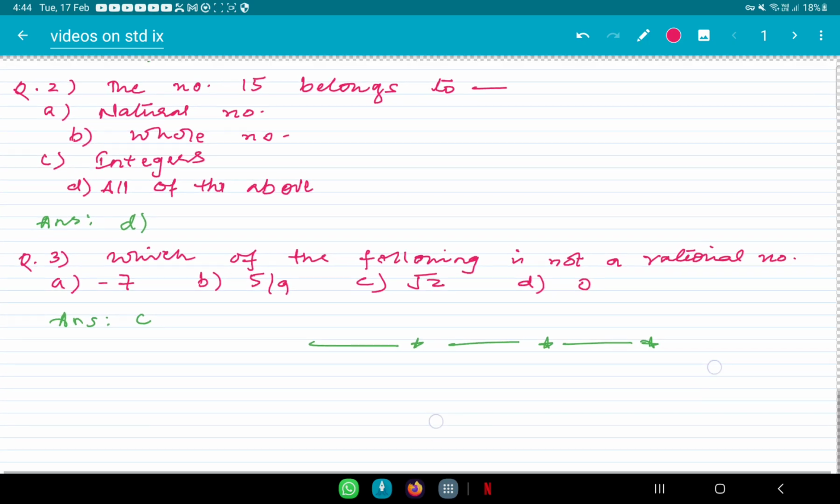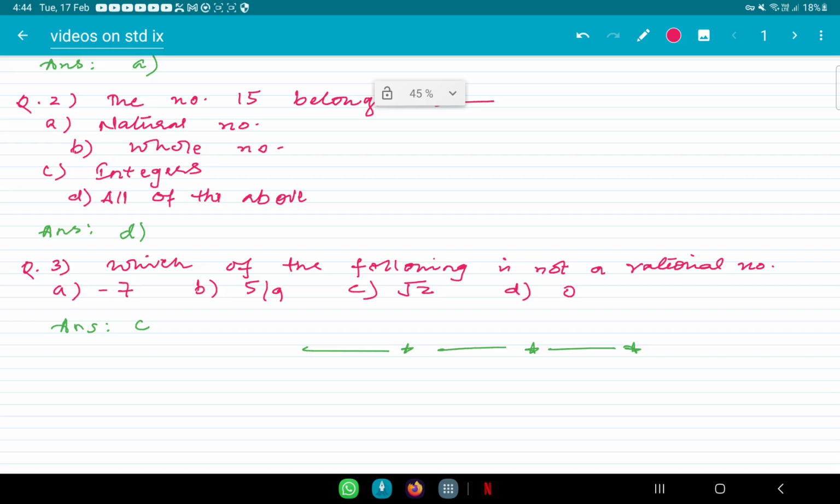Which of the following is not a rational number? So this is a rational number, yes, -7/1. This is also a rational number. This is also a rational number, but this root 2 is not a rational number, because root 2 doesn't belong to the integers. Okay, root 2 is an irrational number.